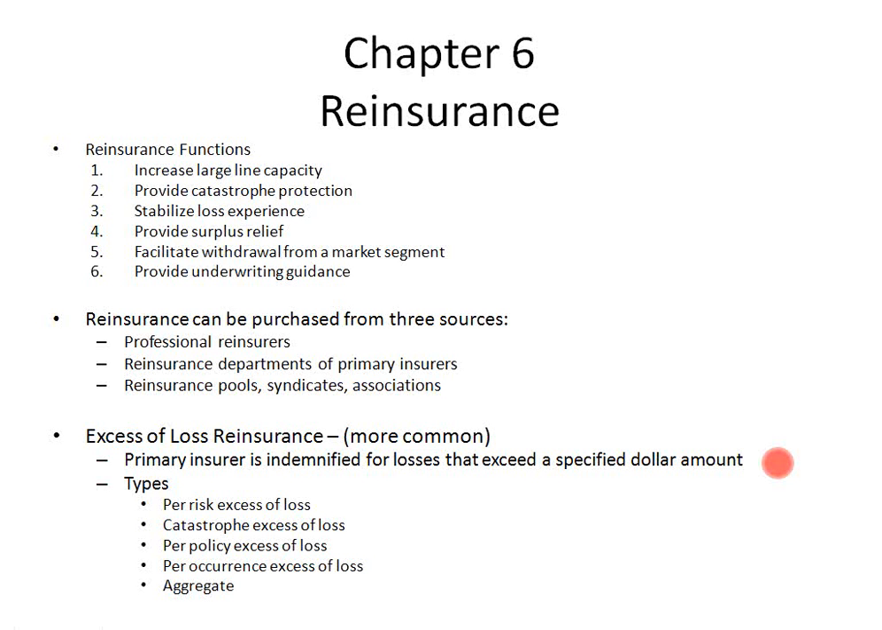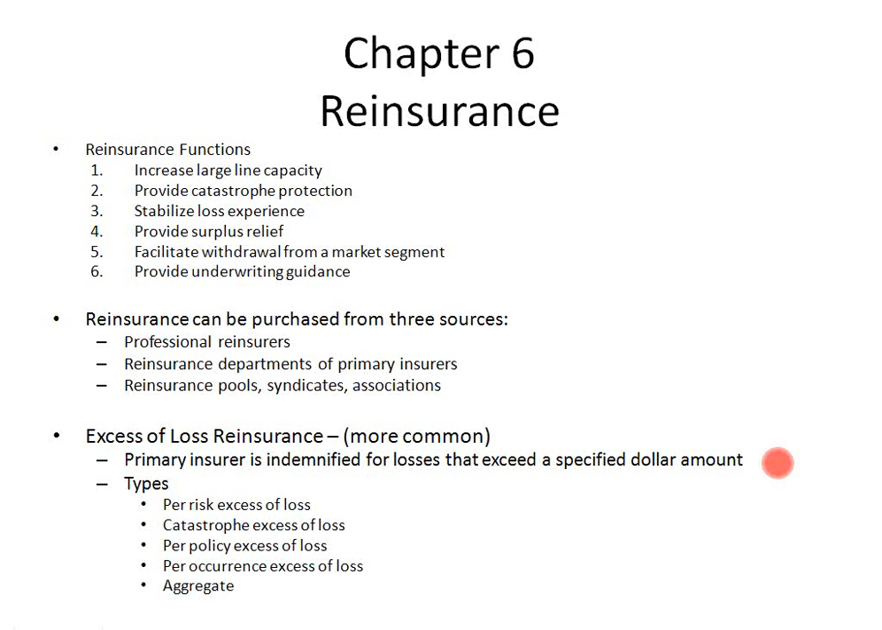The three sources: usually there'll be a question, at least in the past there was, about where you would buy reinsurance from, or what the providers were. So you have the professional reinsurers, the departments or primary insurers, and the reinsurance pools, syndicates, and associations. Typically there's at least one question that describes the type of organization, and you'll have to pick from that and say, okay, what does this describe? Is it a professional reinsurer or is it a primary?